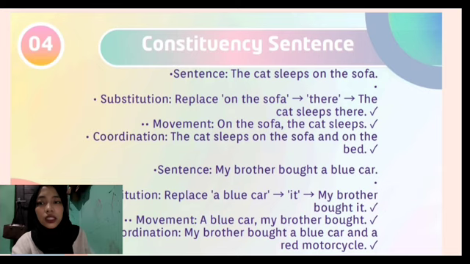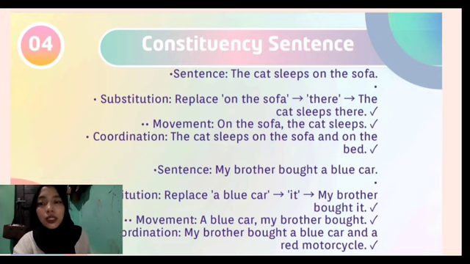Second, the syntactic or distributional parameter looks at the position of words in a sentence. In our example, "the cat" functions as the subject, "sleeps" as the predicate, and "on the sofa" as a prepositional phrase describing location. The third is the semantic parameter. Consider the meaning. Here, "the cat" is the agent performing the action. "Sleeps" is the action itself, and "on the sofa" describes where the action takes place. By combining these parameters, we get a full picture of how form, position, and meaning work together in a sentence structure.